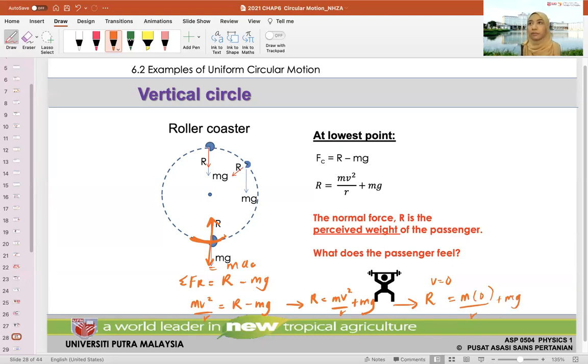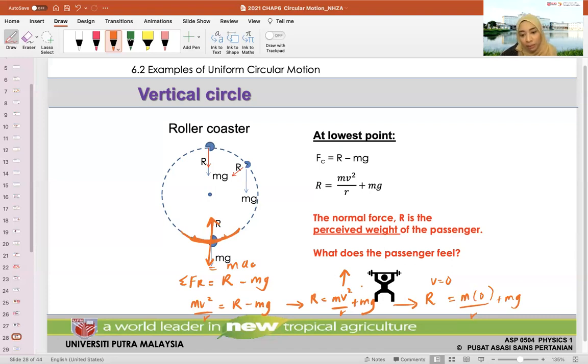So if kalau roller coaster tu tiba-tiba je berhenti sekejap kan dekat bawah, you wouldn't feel anything. You would just feel normal. Tak ada rasa macam sakit perut ke apa ke, tak ada rasa apa-apa. Rasa normal je sebab R equals to mg. But when it starts to move, laju, if you go really, really fast down here, your V is going to be big. So mv squared over R is big.